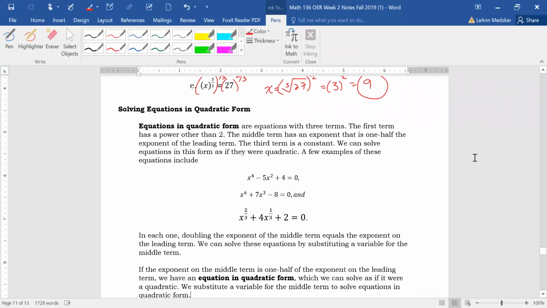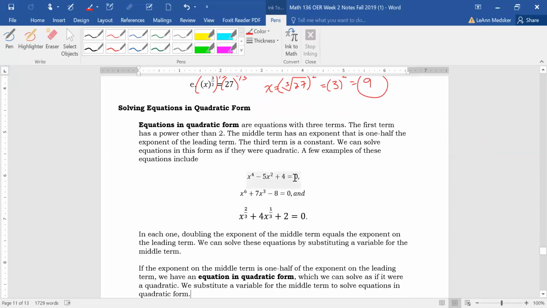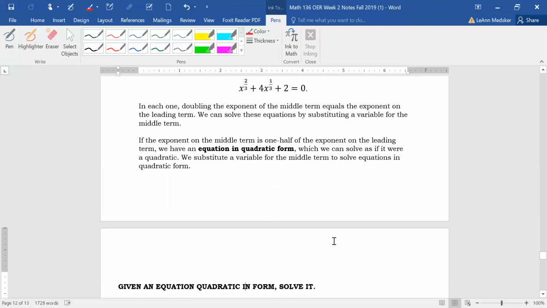And here are some examples. So x to the fourth minus 5x squared plus 4 equals 0. Notice the 2 is half of the 4. x to the 6 plus 7x cubed minus 8 equals 0. 3 is half of 6. And even more interesting is the fractional one. So x to the 2/3 plus 4x to the 1/3 plus 2 equals 0. And 1/3 is half of 2/3. So if you have that, that's called an equation that is in quadratic form, or my favorite term, I call it a quadratic in disguise.